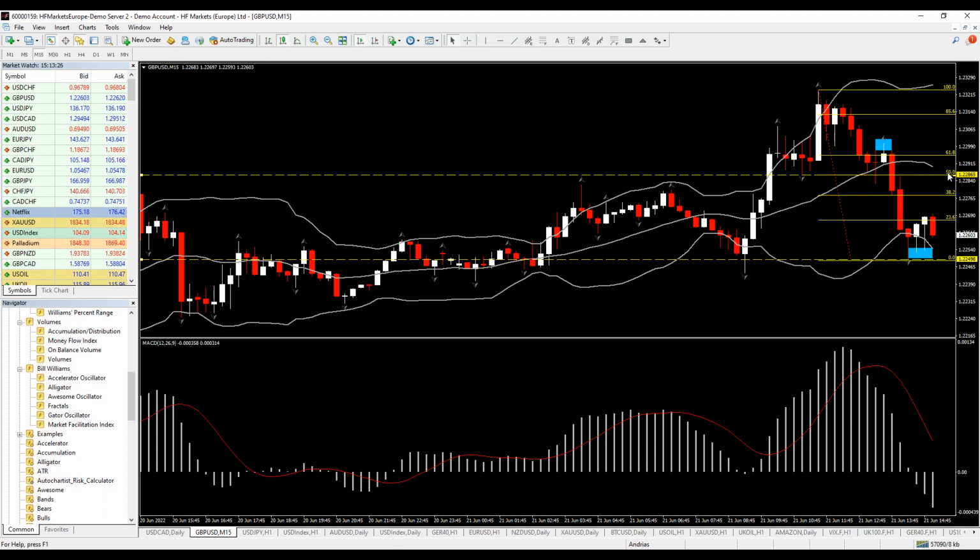Remember, we're trying to do as much as we can in order to have the probabilities on our side, okay? But we cannot always be right. We're just trying to go along with the stats. We're trying to be right most of the time, but we cannot be right all the time, right? We just do whatever it takes in order to have the probabilities on our side.